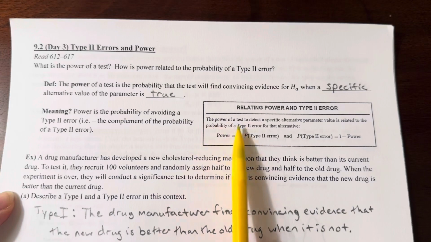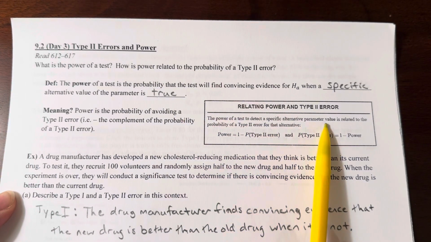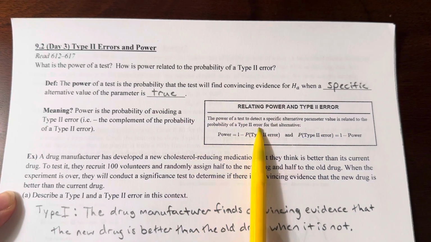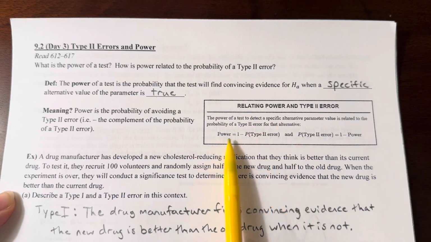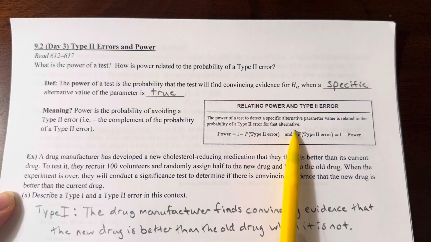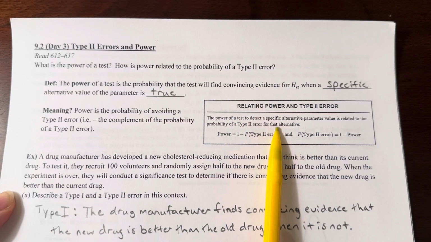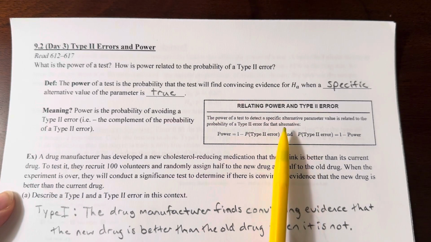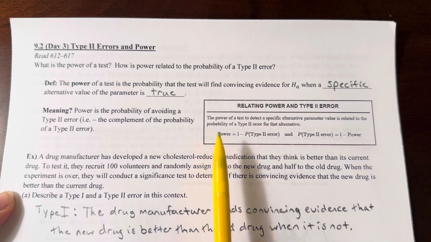That means that the power of a test to detect a specific alternative parameter is related to the probability of a Type 2 error for that alternative. Now, in order to truly calculate these and not just describe them, you need to know what that alternative value is, because both of these probabilities will change depending on how far the alternative parameter is from the null parameter.